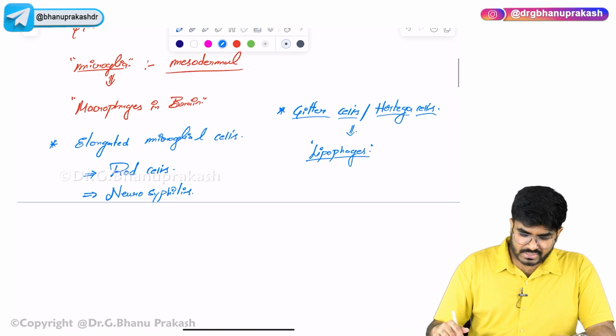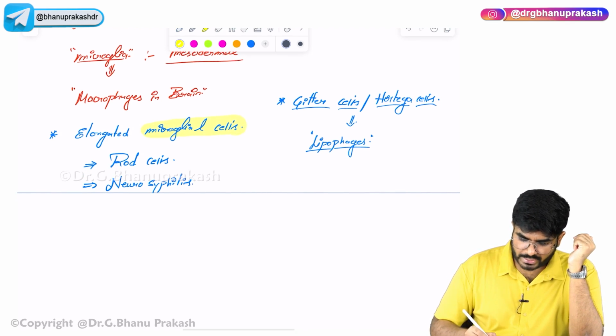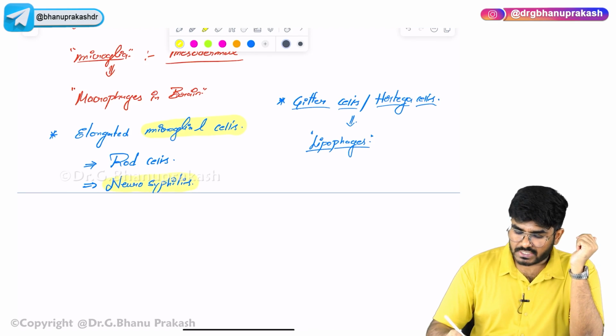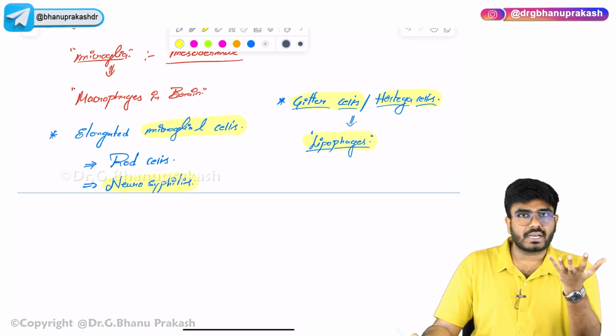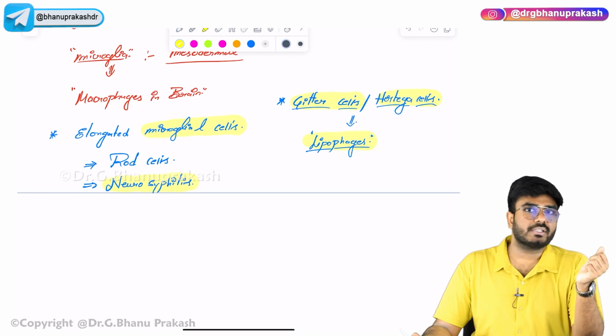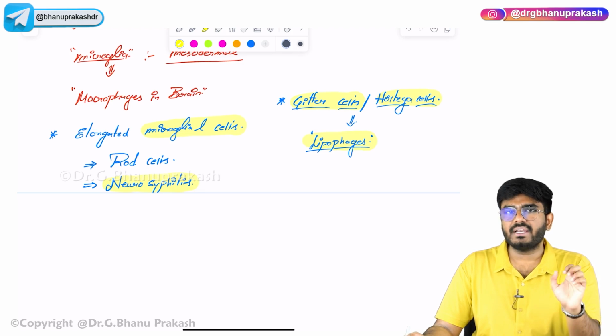Next, we are discussing microglia, right? Elongated microglia, don't forget, are seen in neurosyphilis. Gitter cells or Ortega cells are also called lipophages. They are nothing but the lipophages which are seen in demyelinating disorders. These macrophages are going and eating up the myelin, so these macrophages are filled with the myelin inside them.